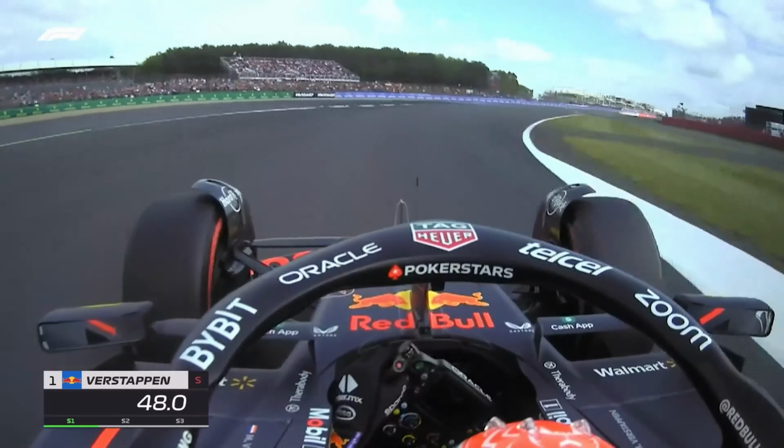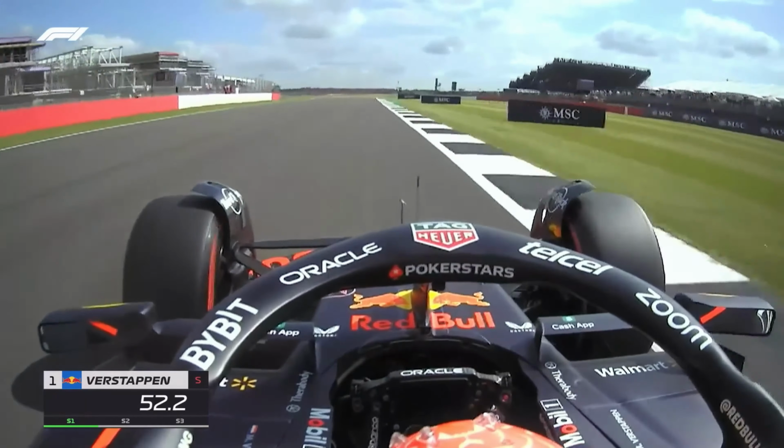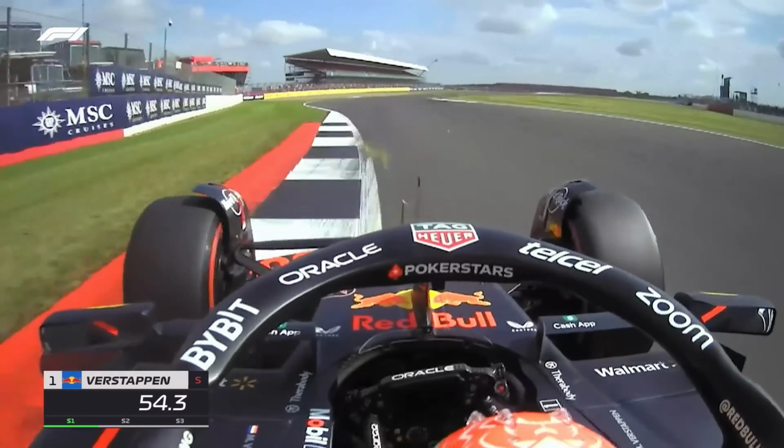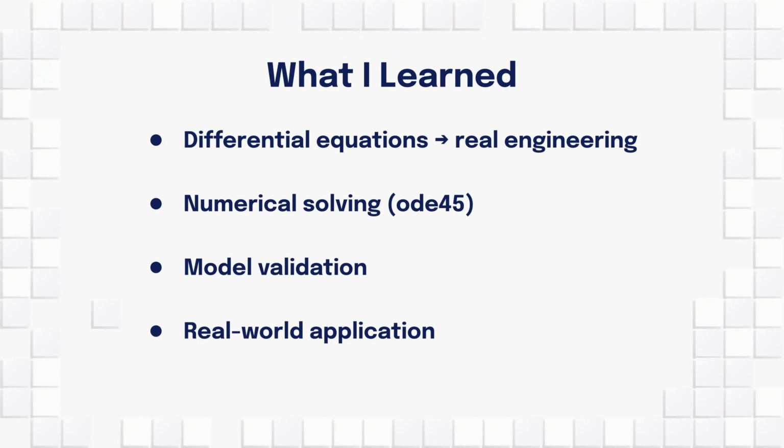The goal was to determine whether a simplified physics model using only engine power, drag, and rolling resistance could realistically predict the performance of an F1 car. When I compared the results to the real telemetry of the Red Bull RB20, my model was accurate within 4%. This showed that even a simplified differential equation can capture the essential behavior of a very complex engineering system.